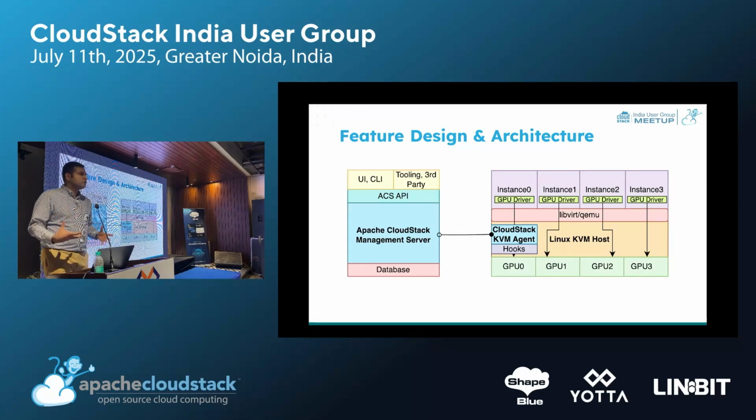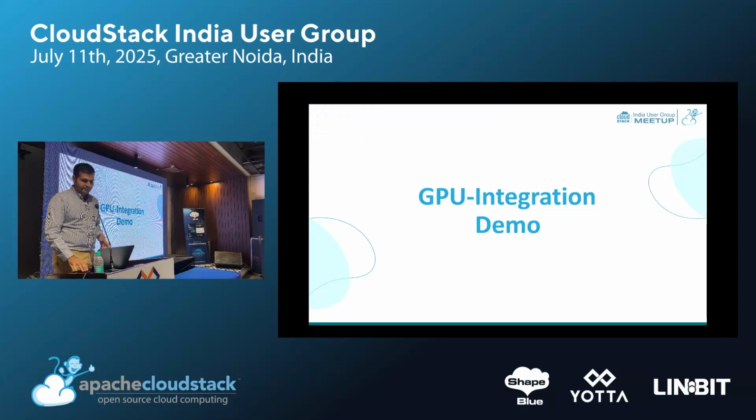This is another way to look at the feature where the management server, you can see on the left side, has an API endpoint on which you have the UI, CLI, and the third-party systems, right? It talks to the KVM agent, which is running on the Linux KVM host, where you have these instances which through libvirt and maybe some other secret sauce, they get to leverage the underlying GPU hardware. It's worth mentioning in this first phase of implementation, the support for the first-class GPU feature ships only for the KVM hypervisor.